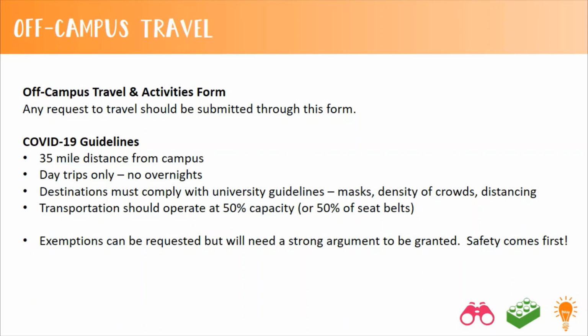So if we have sporting events happening downtown, those probably won't be approved because they probably can't control for crowds, things like that. Transportation should also operate at 50% capacity. That means that in a standard car where you might have 5 seats, 5 seat belts, you shouldn't have more than 3 people traveling together. And on a bus where you might normally seat 45 people, you should only have up to 23 at most. Exemptions can be requested through the form, but they have to have a strong argument to be granted. Safety comes first.